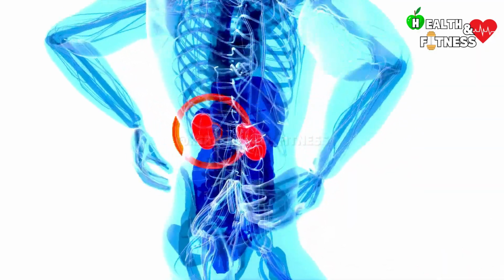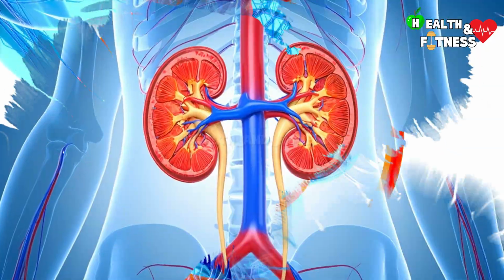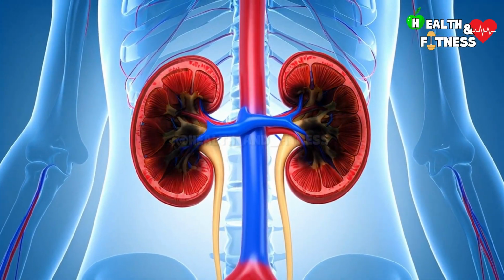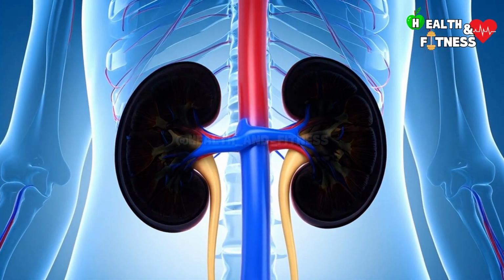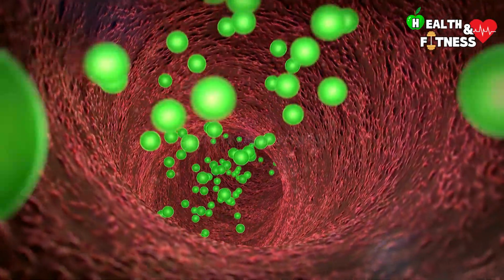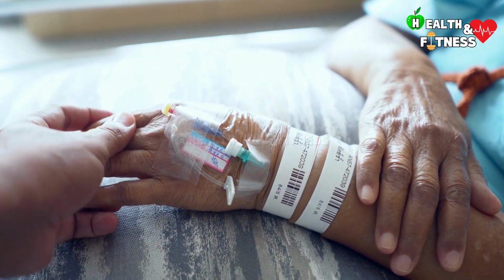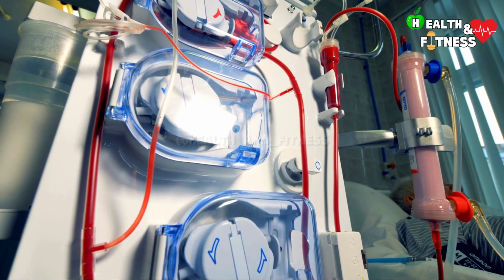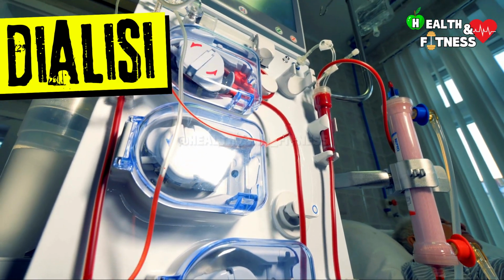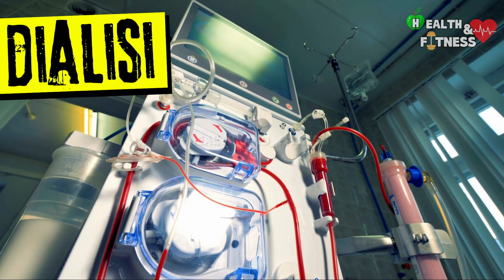However, when the kidneys begin to no longer function properly, as in the case of severe renal failure, they lose their ability to filter the blood. As a result, a dangerous amount of fluids and waste substances accumulates in the body, which without timely treatment can be fatal. This is where a life-saving therapy comes into play, dialysis. But how exactly does this medical therapy work? Let's take a look.